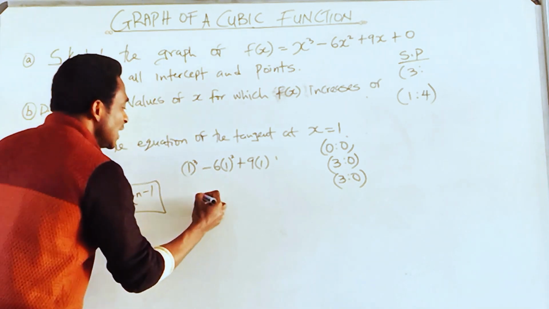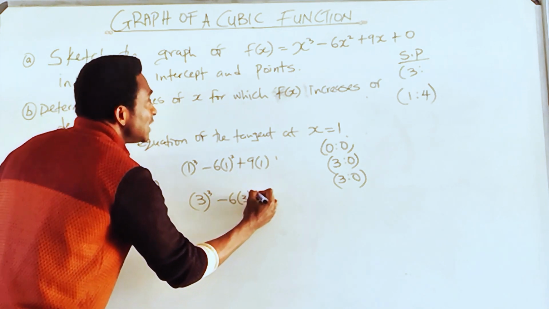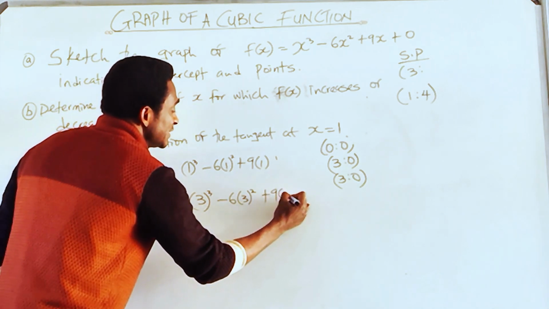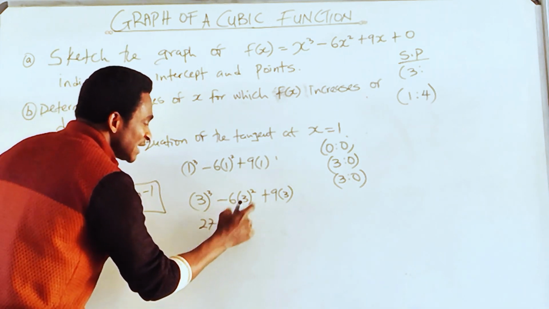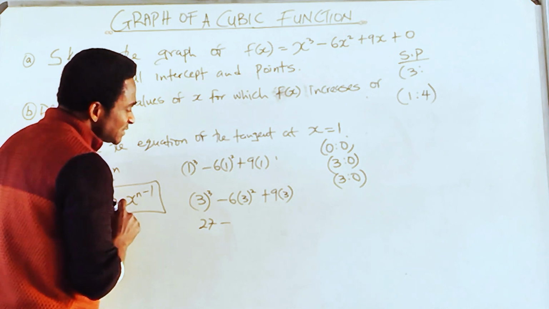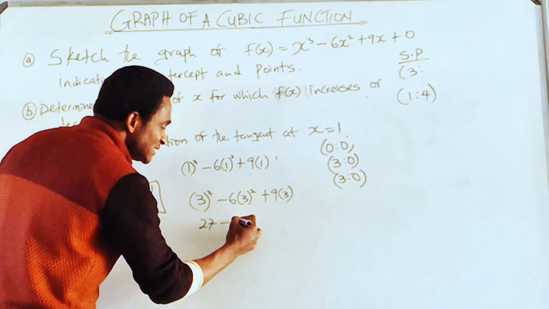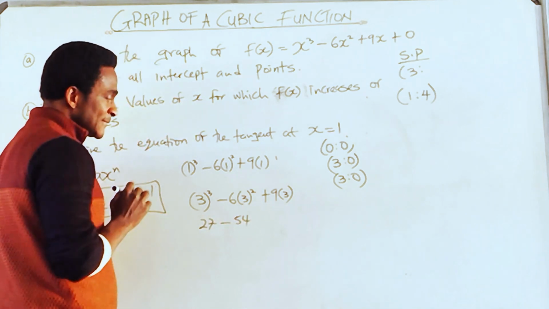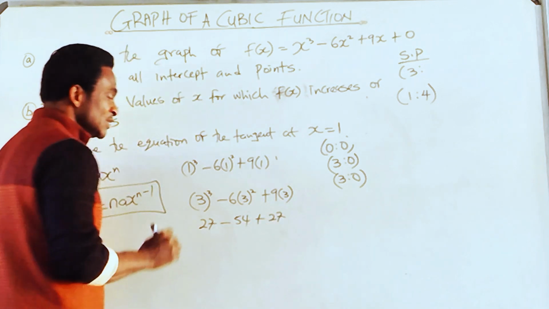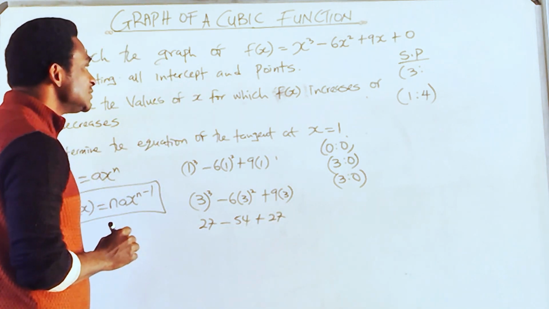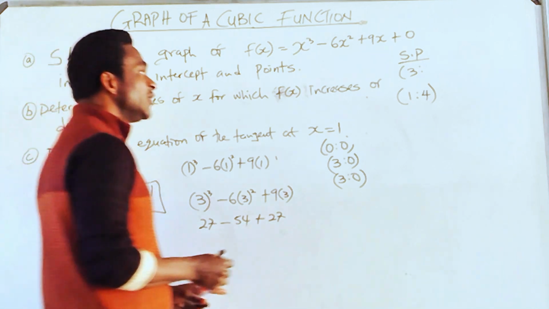Let's go to the second one. I have 3 all cubed minus 6 times 3 all squared plus 9 times 3. This is 27 minus 6 times 9. So 6 times 9 is 54, plus another 27. So 27 plus 27 is 54, minus 54 is 0.